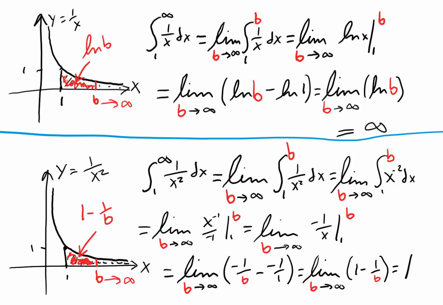This is perplexing. The graphs looked very similar, we approached the problem in the same way, and yet one gave us an infinite area and the other gave us a finite area.